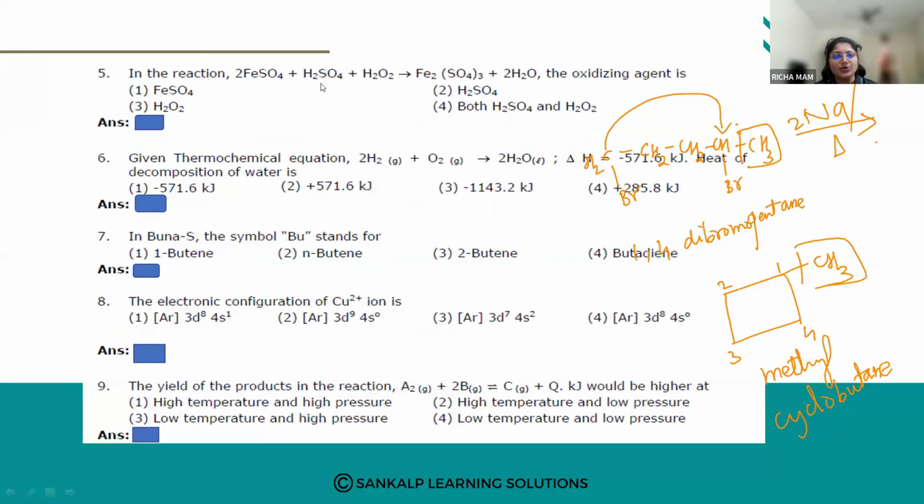In the reaction 2FeSO4 plus H2SO4 plus H2O2 giving Fe2(SO4)3 plus 2H2O, which is the oxidizing agent? What is an oxidizing agent? It oxidizes others and itself undergoes reduction. These are the 4 options. Yes, tell me.